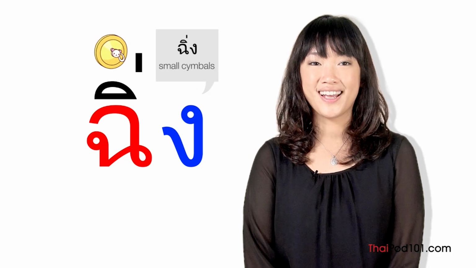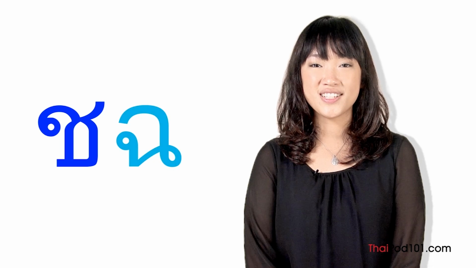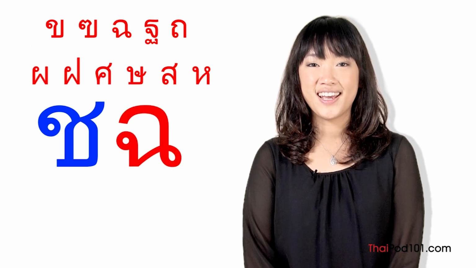Speaking of chó cháng, the next consonant makes the same sound. The name of this letter is chó chinh. It's named after the word ching, which means small cymbals. Chó chinh makes the sound sh as an initial consonant and a T stop as a final consonant, just like chó cháng. The difference is chó chinh is a high-class consonant and chó cháng is a low-class consonant.